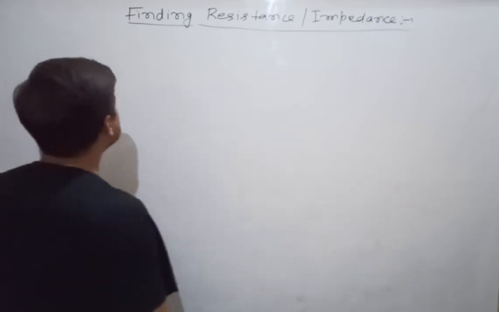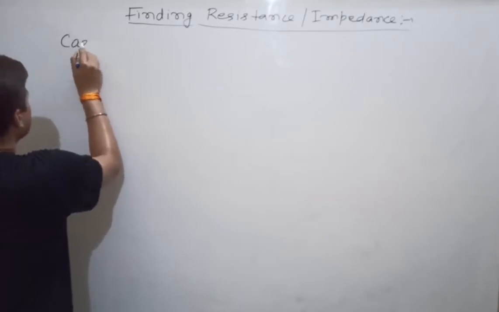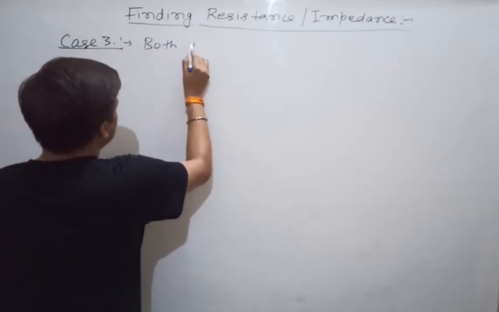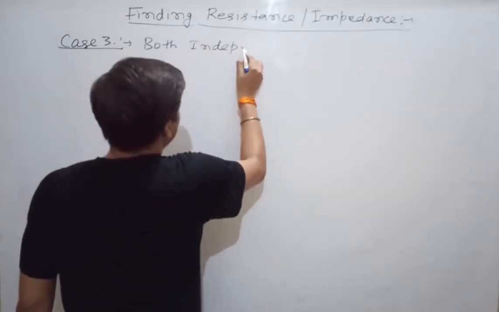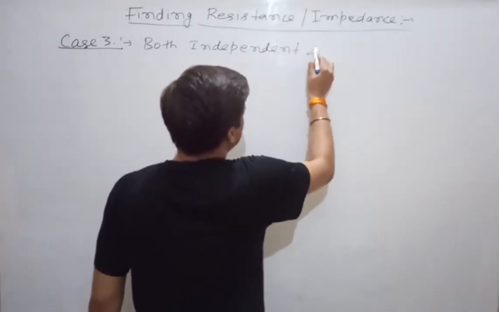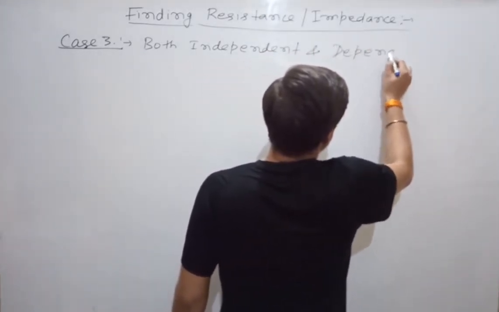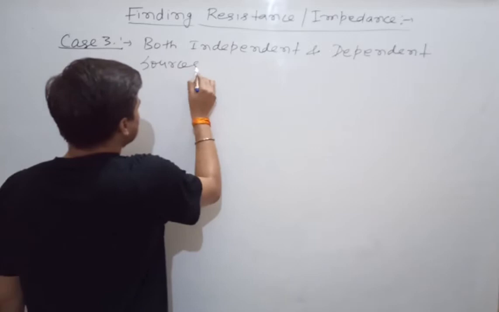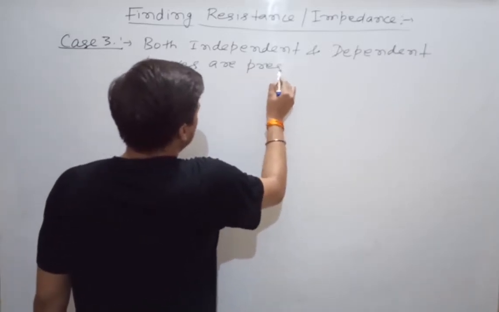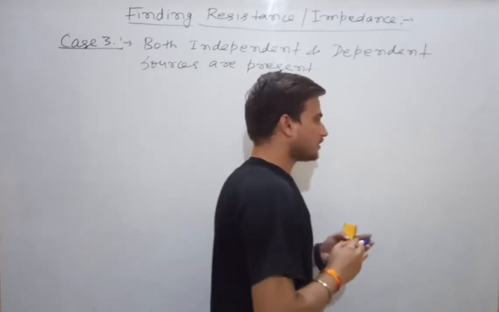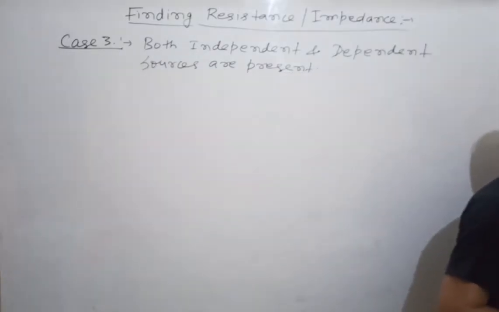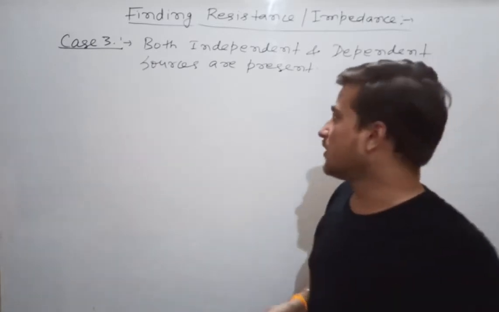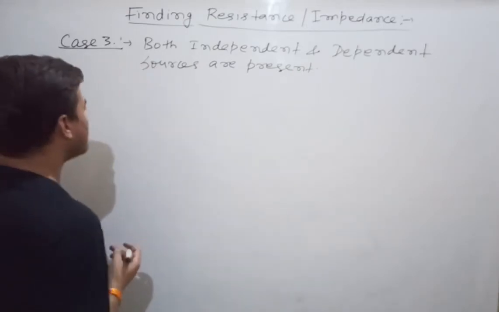Next, let us discuss case 3. In case 3, both independent and dependent sources are present. Let us see how to solve if both independent and dependent types of sources are present in the network.